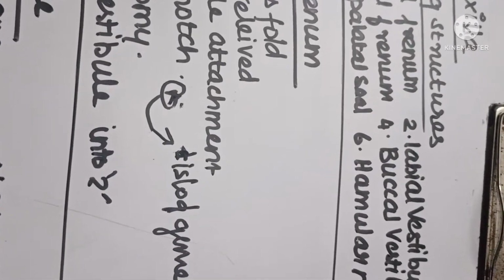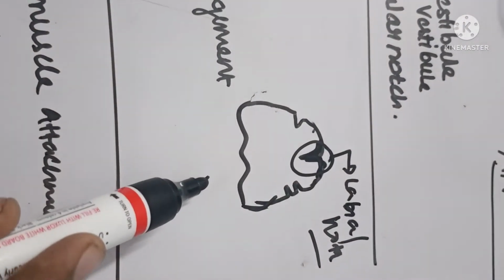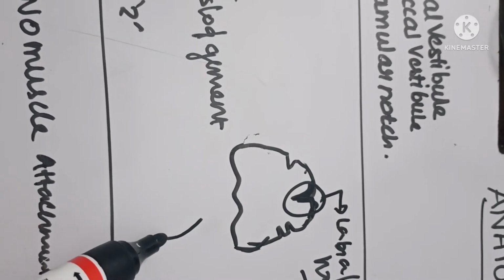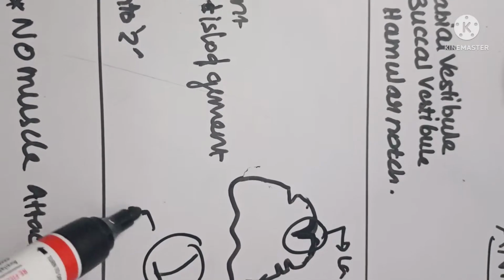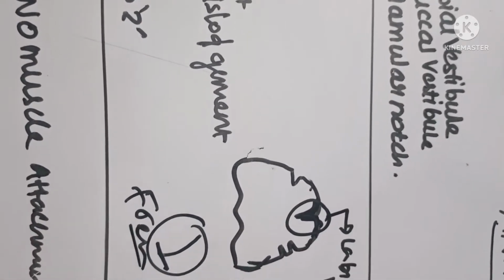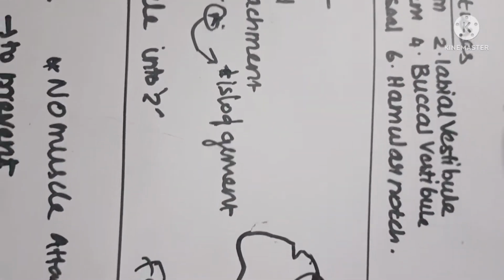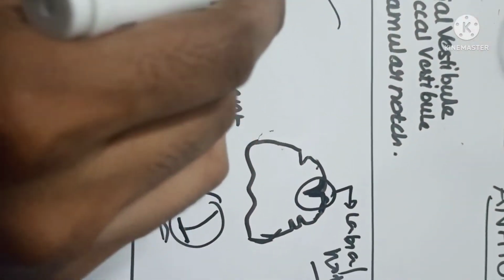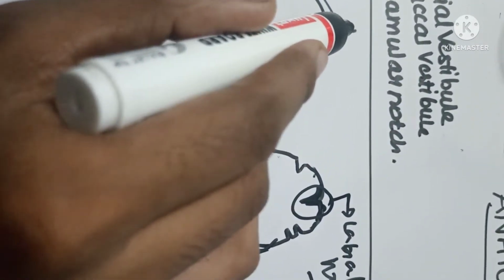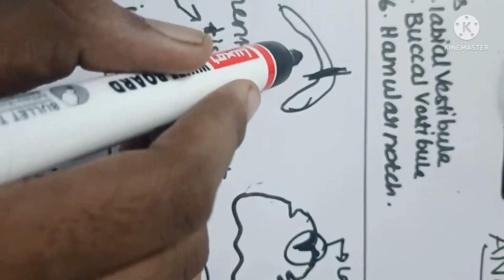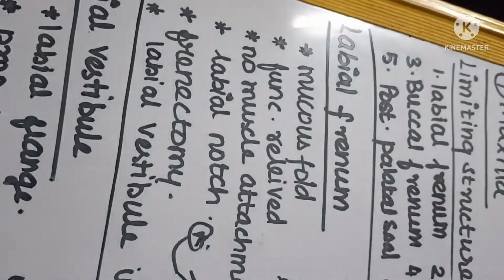In case your labial frenum extends from the mucosa to the residual alveolar ridge and is very close to the tip of the alveolar ridge, then you have to undergo a process called frenectomy to prevent further problems. This labial frenum also divides the labial vestibule into two parts. That's where the labial frenum ends.